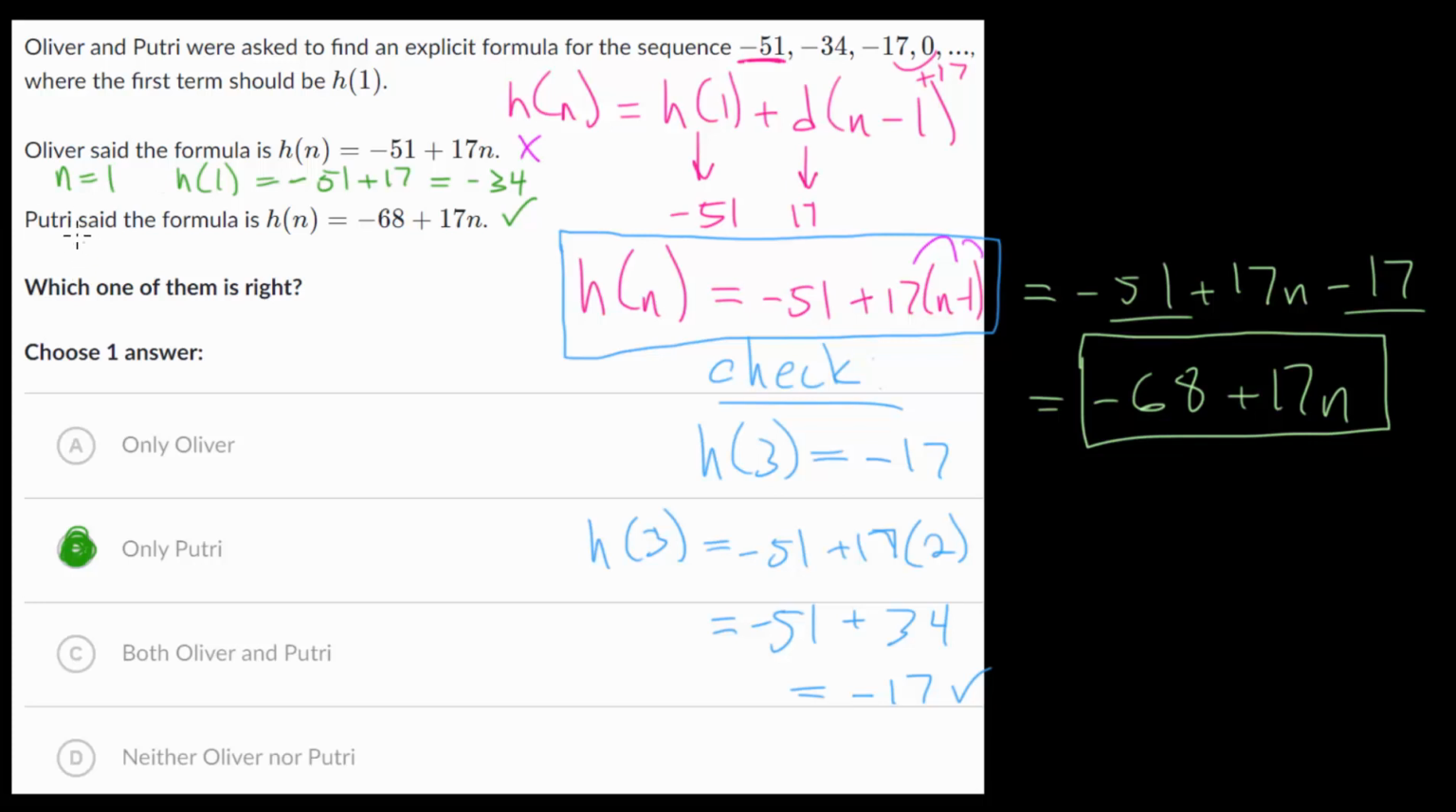Now for Putri's formula, we can do the same thing. We can plug in n equals 1 here. So h of 1 would be minus 68 plus 17, which is minus 51. So I got the first one right. If we check a second one in this formula, it'd be minus 68 plus 17 times 2 now, or plus 34. And when you add those together, you do get minus 34. So that's another way to check these answers, or just to approach the problem that way.